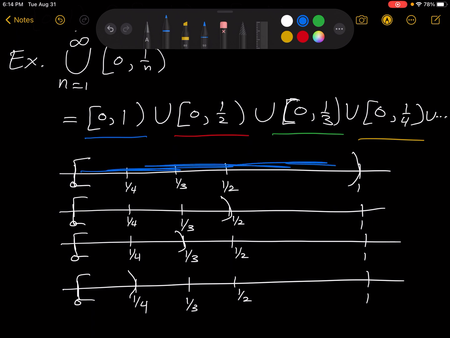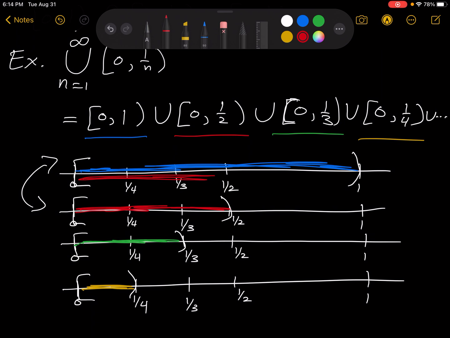So the blue is all of this. The red is all of this. The green is all of this, and the yellow is all of that. Now, when we're thinking of union, just look at these two here. This is just like the previous example. What is in one or the other or both? Since all of the red is right here, the union of the red and the blue is just the blue.